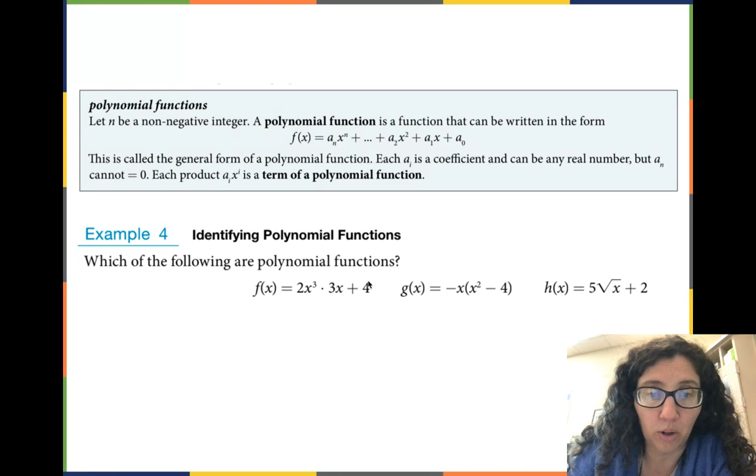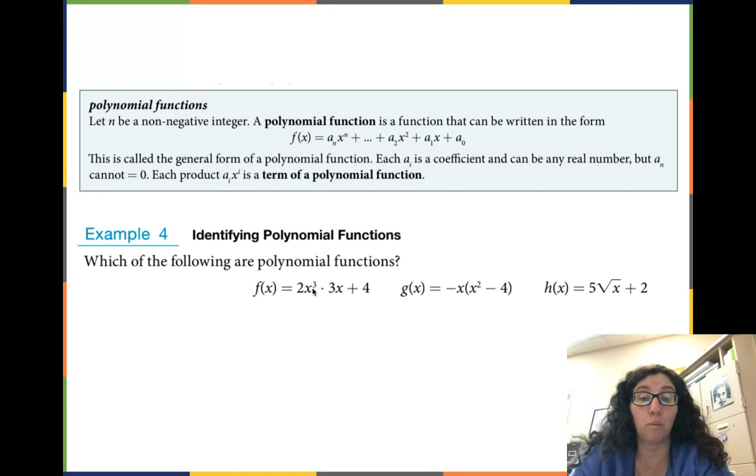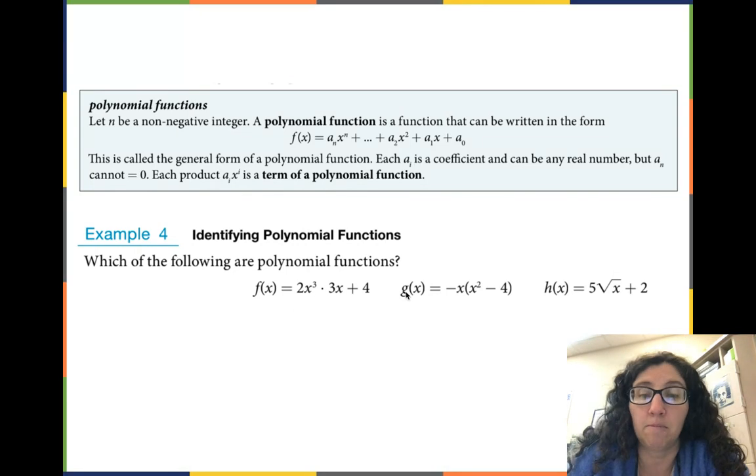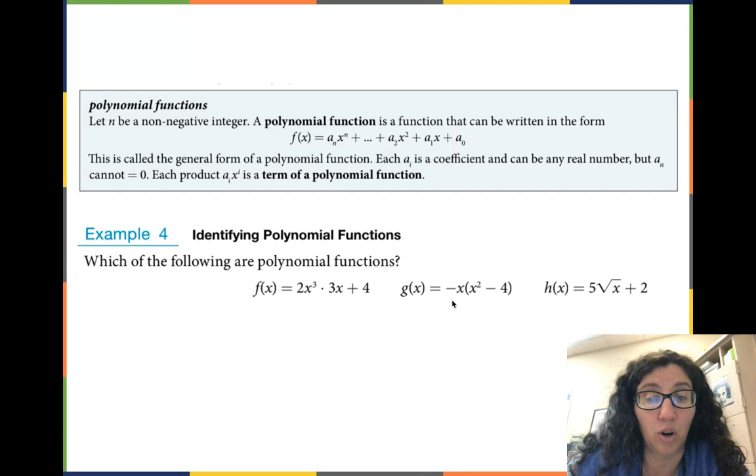So which of these are polynomials? Is this a polynomial? Yes. If we multiply it out, right now it looks kind of messy, but if we multiplied this out, we would have something in this general form where the exponents would all be integers. And how about this one? Again, it's not in general form right now, but if we multiplied this out, we would get like negative x cubed minus 4x, and that would be a polynomial. So yes, these are polynomial functions, even though they're not in general form.